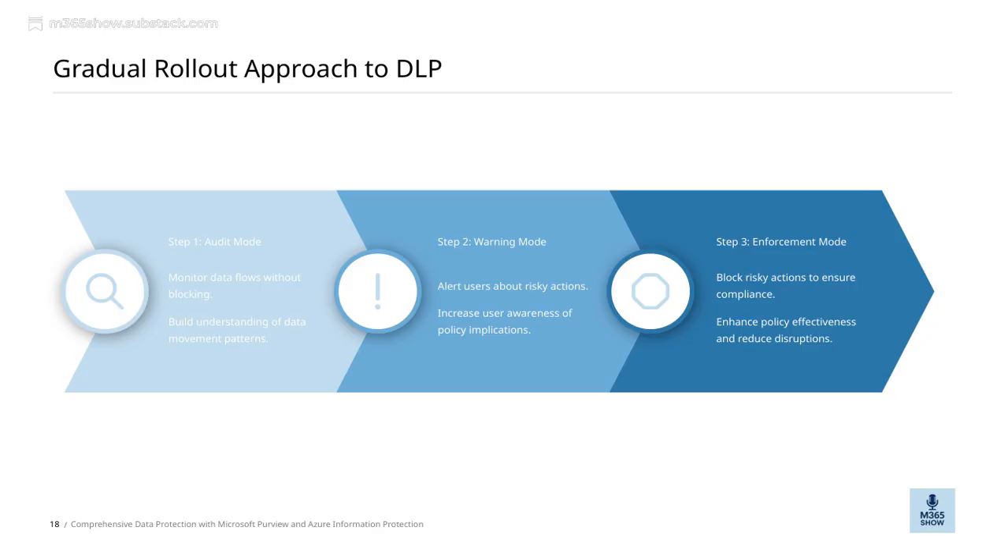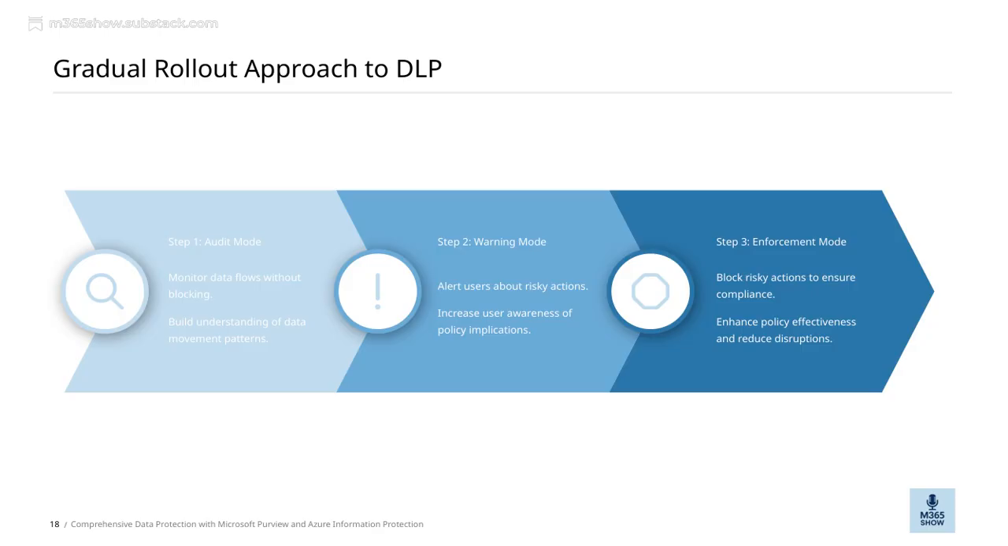Next, we move to warning mode. Here, we begin alerting users when they attempt risky actions. The goal is to raise awareness about policy implications and encourage more cautious behavior, all while still allowing work to continue smoothly. Finally, in enforcement mode, we take decisive steps to block risky actions outright. This ensures that sensitive data stays protected and that we're actively maintaining compliance standards.